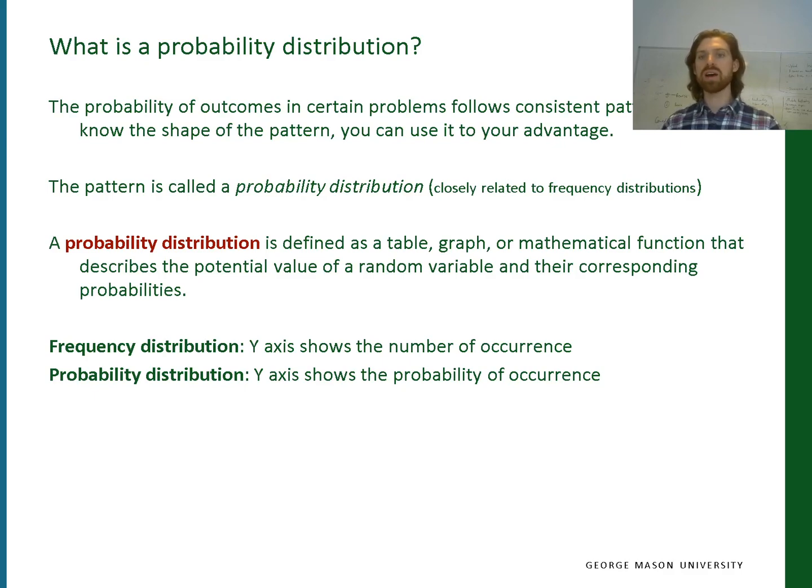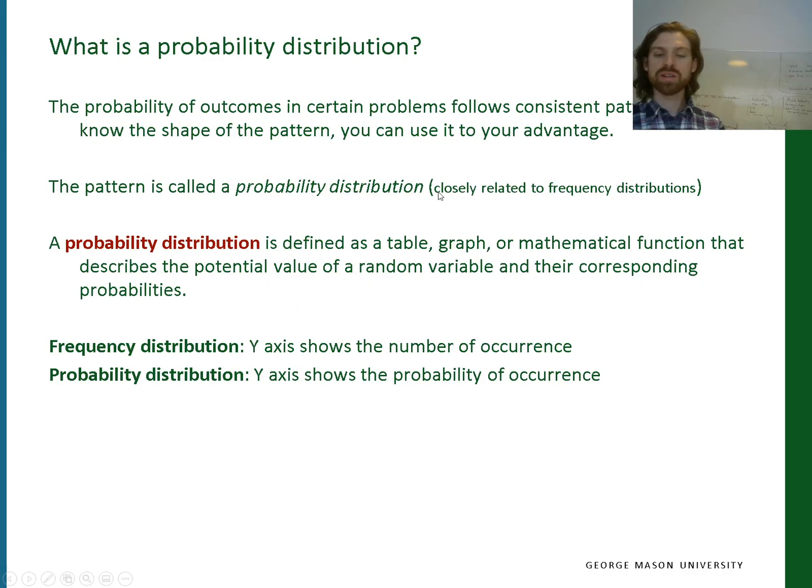Maybe you want to carry out an experiment where you don't have a complete data set that you want to test. And essentially that pattern here is the probability distribution. It's got a specific shape, and that specific shape is very useful to us. So I define a probability distribution as a table, a graph, or a mathematical function that describes the potential values of a random variable and their corresponding probabilities.